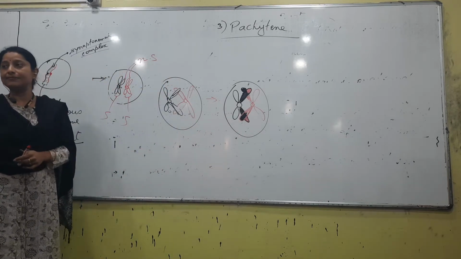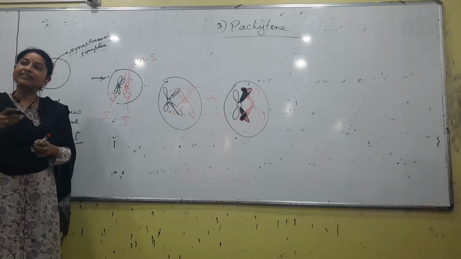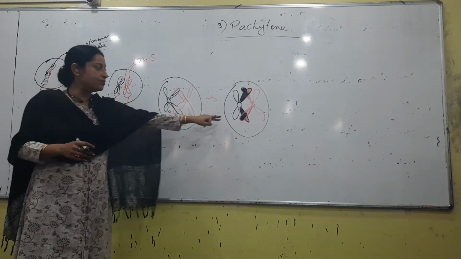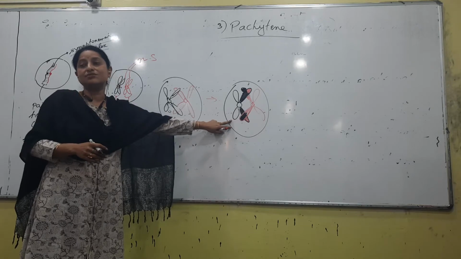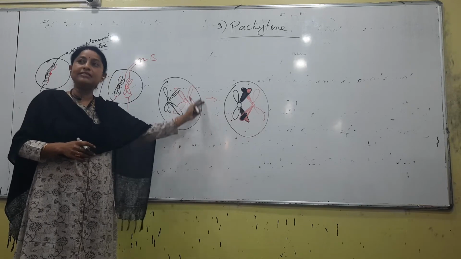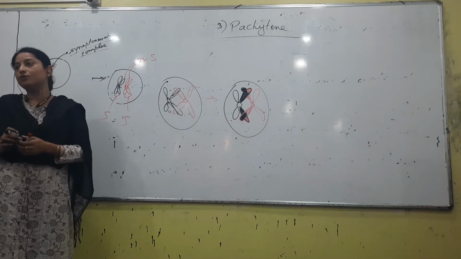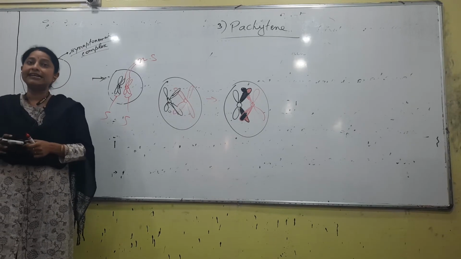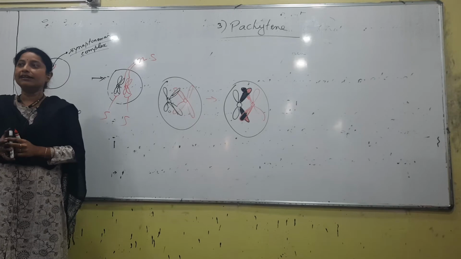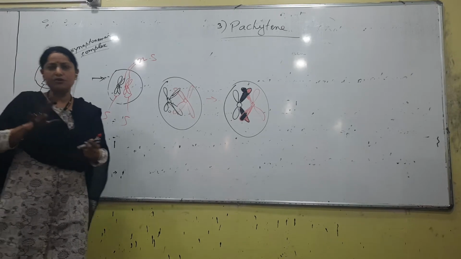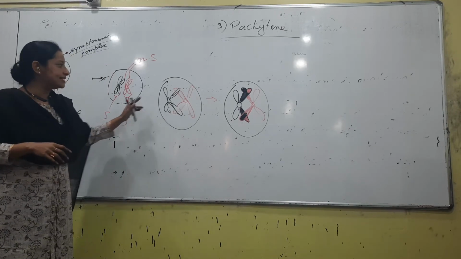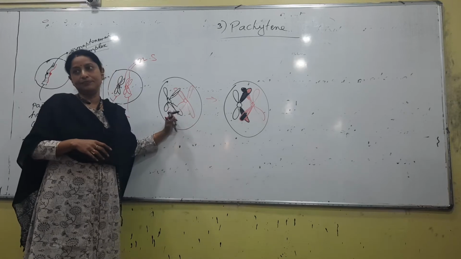What next? Separation. After the exchange has been done, obviously the chromosomes cannot stay together, they need to separate. So that is what happens during the next phase. After pachytene there is the next phase, no? So it is called diplotene, and if you have heard the word chiasma formation or chiasmata formation, the X-shaped structure, right? So this is something that happens in pachytene. Clear?